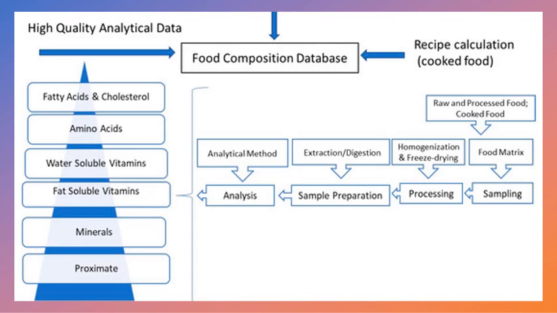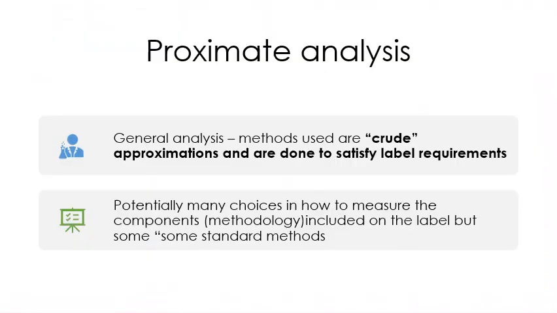Prior to that, we need to select the analytical methods based on our objective of the study. So when it comes to food analysis, it can either be proximate, which is the gross estimate of the major and minor components of food. You can also go for minerals, fat-soluble vitamins, water-soluble vitamins, amino acids, protein composition, as well as fatty acids and cholesterol. All this will contribute to high quality analytical data that will allow us to establish the database of food composition. So what is proximate analysis?